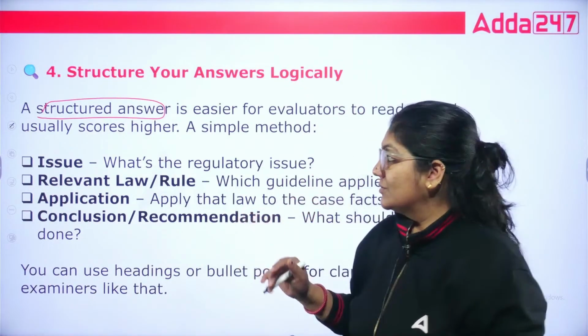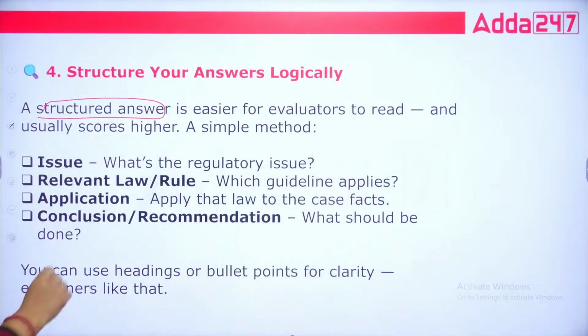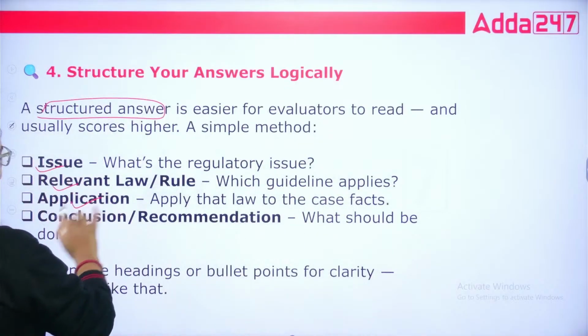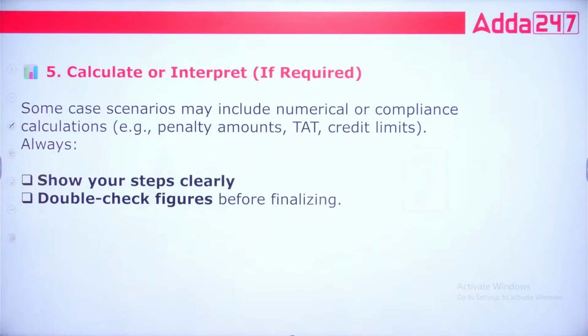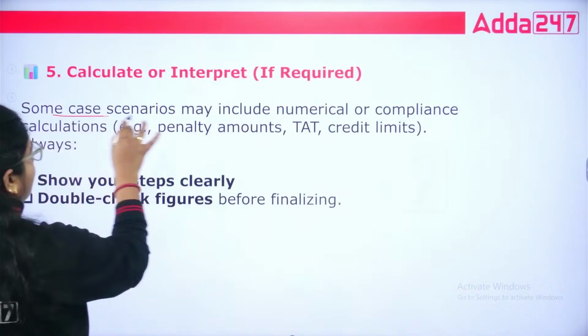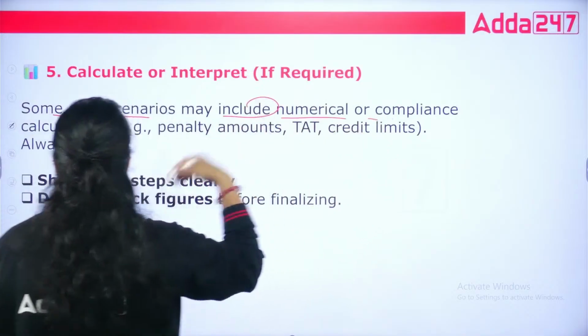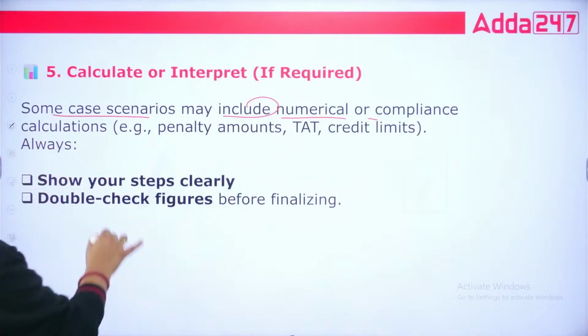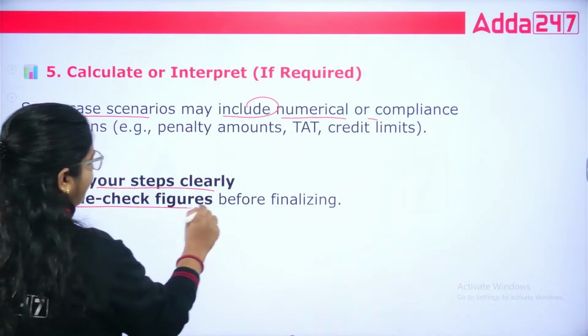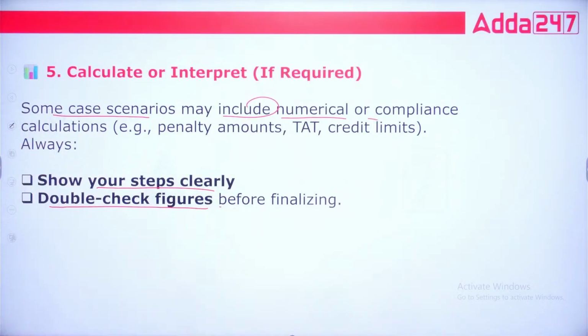So, class, for any case study, issue, relevant law, application, conclusion and recommendation are required. You can use headings and bullet points for clarity; examiners like that. Done, class? Calculate or interpret if required. Some case scenarios may include numerical or compliance calculations, for example penalty amount, TAT, credit limits. So show your steps clearly. Double-check figures before finalizing, class. Important.